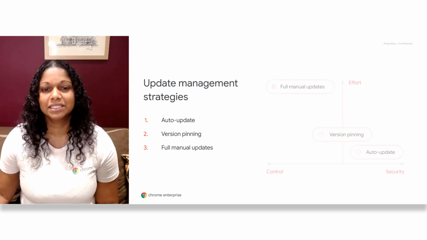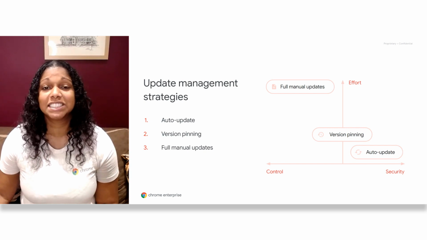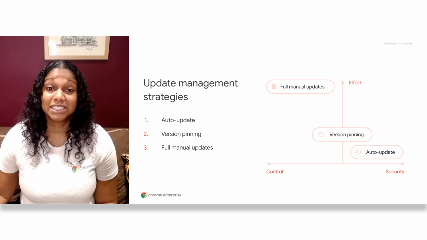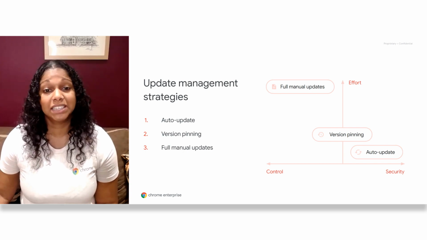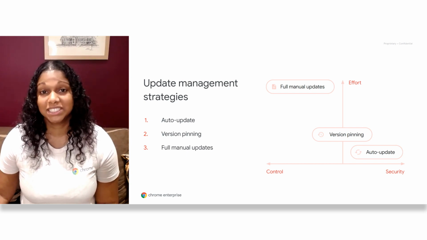If you're looking to balance security with control, you'll find that the simplest and most secure update management strategy is to enable auto update and allow Google Update to update Chrome for you every time a new version is released. In some exceptional cases, though, you may need tighter control over which version of Chrome users in a specific organizational unit are using. The other two strategies can give you additional levels of control, for those users that need it.